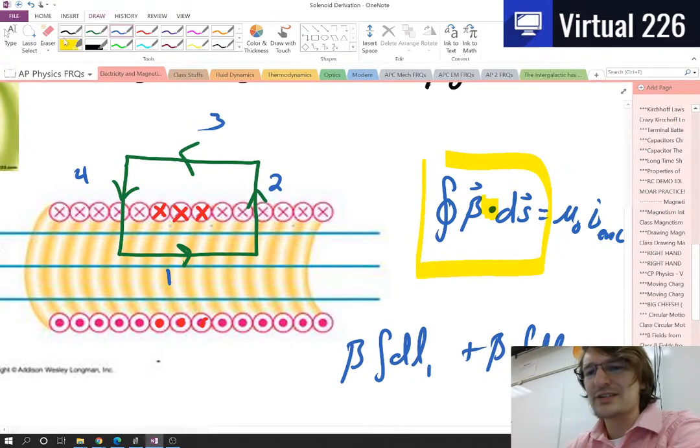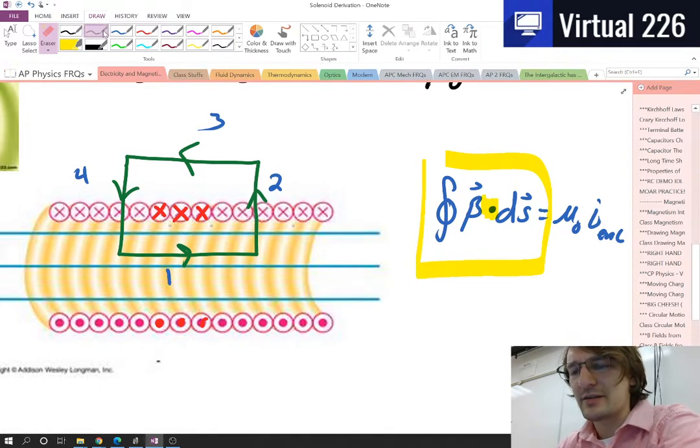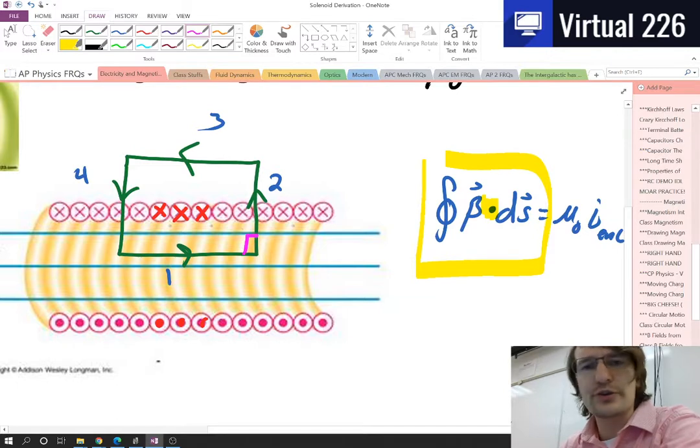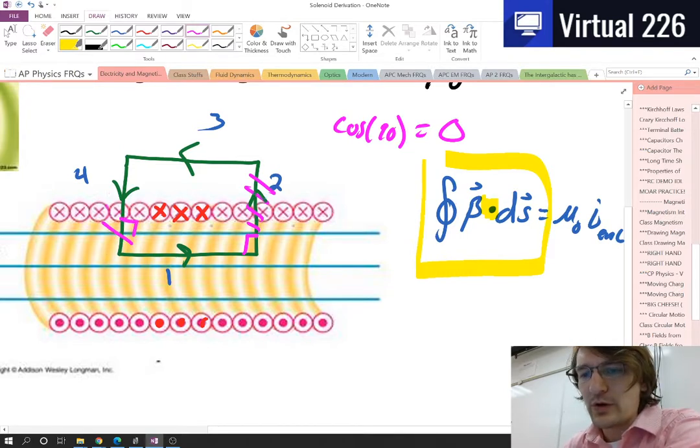But we actually don't have to do that. If we think about this, path 2 here is at 90 degrees from the B field. The cosine of 90 is 0. So path 2 doesn't actually get us anything. It doesn't actually contribute to this closed path integral. Path 4, that's the same way. We don't care about path 4 because of the cosine of 90 term.